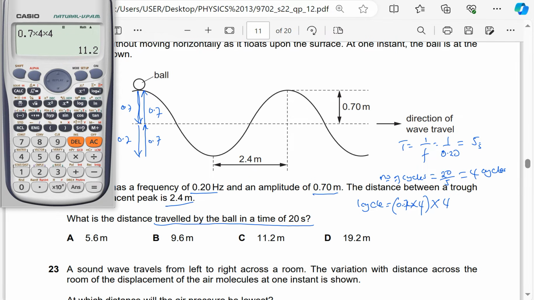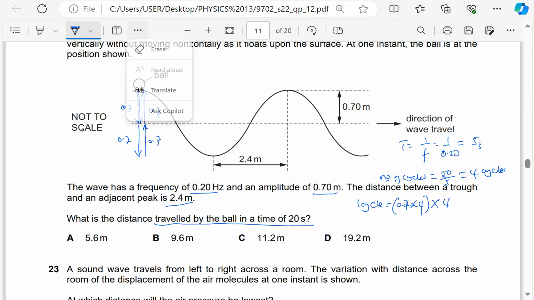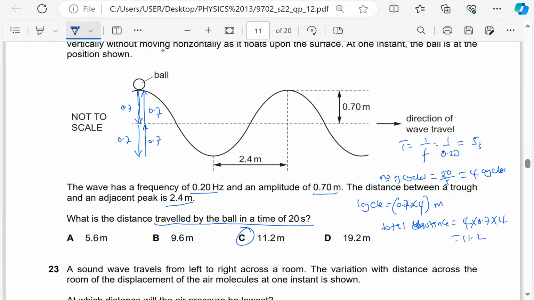So, no, this was one cycle. One cycle is equal to that in meters. So the total distance would be now 4 times 0.7 times 4, which is 11.2. So the answer is going to be C.